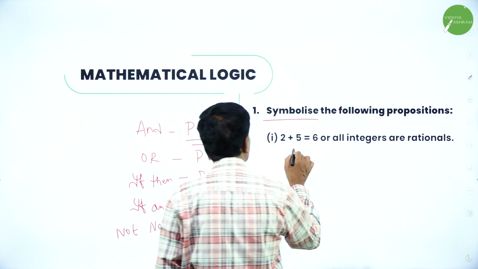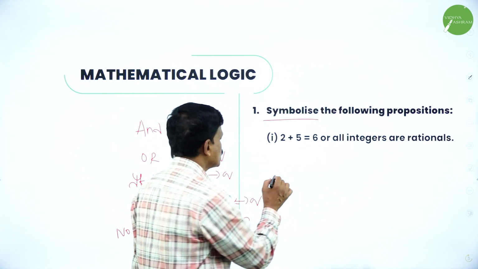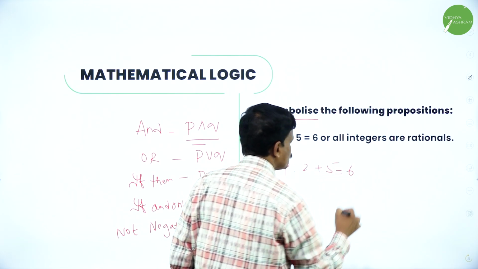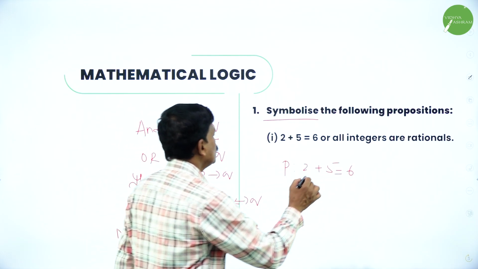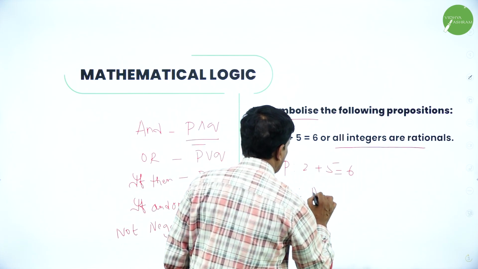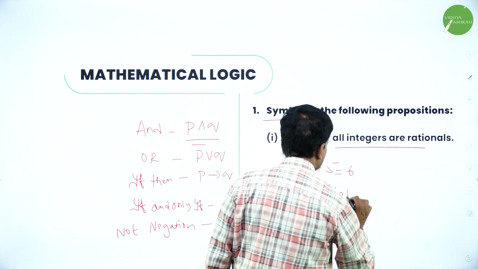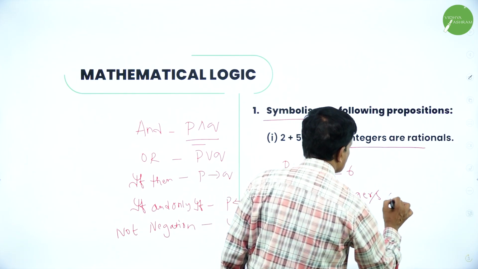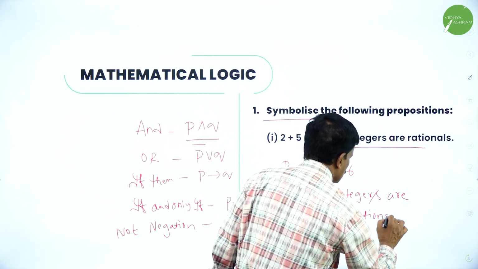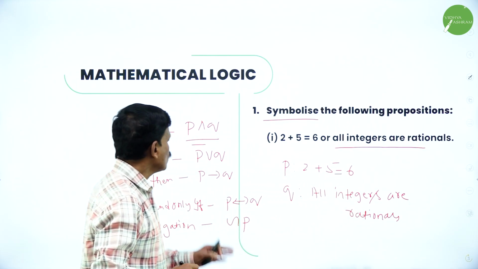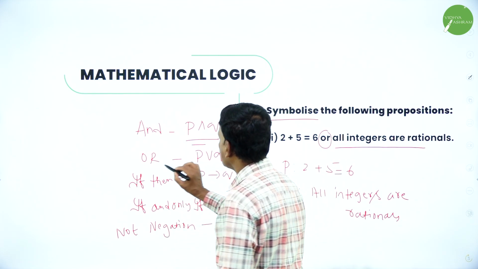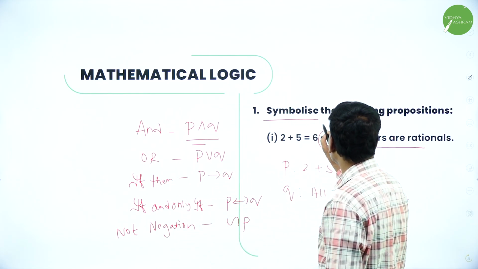Now the first one: 2 plus 5 is equal to 6. Let us consider this as the statement P, 2 plus 5 is equal to 6. And the second statement, all integers are rationals. Let us consider Q as all integers are rationals. These are the two statements given. What is the connective they have taken? Or. What is it? Or is the disjunction. We can write V.